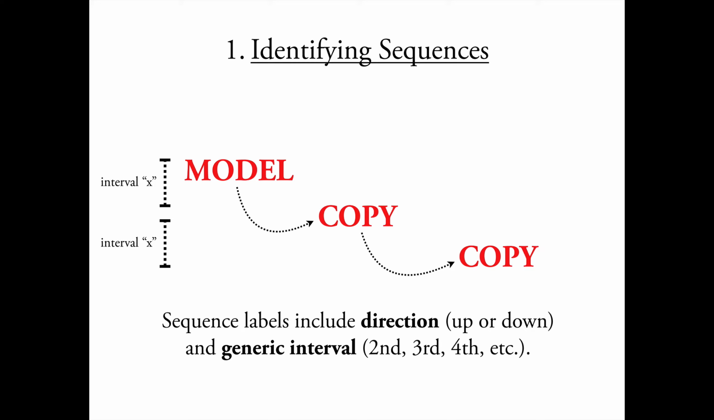Generic just means that you do not need to indicate the quality of the interval, such as major, minor, or perfect. So for example, a copy might repeat the model up a third or down a second. The interval of repetition is rarely larger than a fourth.